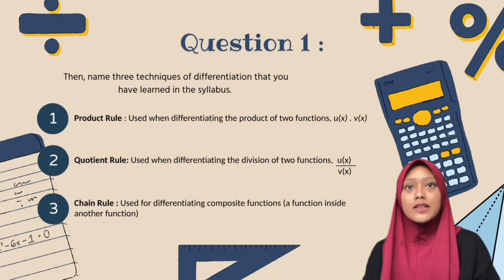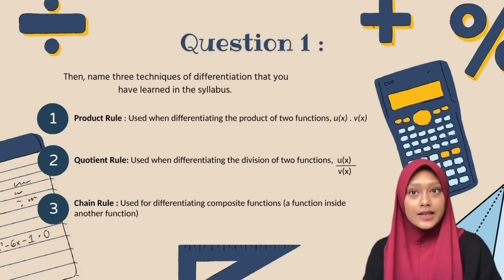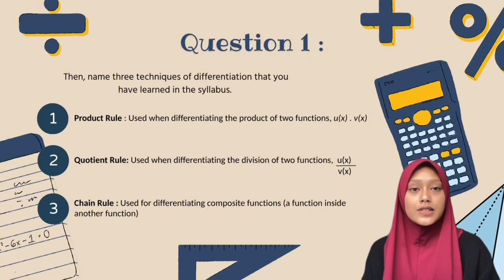Then, name the three techniques of differentiation that you have learned in the syllabus. First is the product rule. The product rule is used when differentiating the product of two functions, which is u(x) multiplied by v(x). Second, the quotient rule. The quotient rule is used when differentiating the division of two functions, which is u(x) over v(x). Third, the chain rule. The chain rule is used for differentiating a composite function, which is a function inside another function.